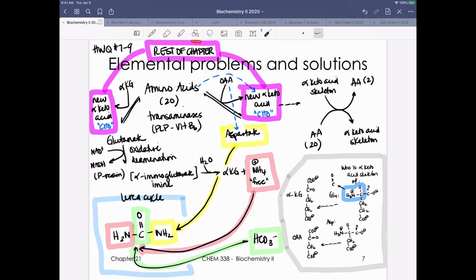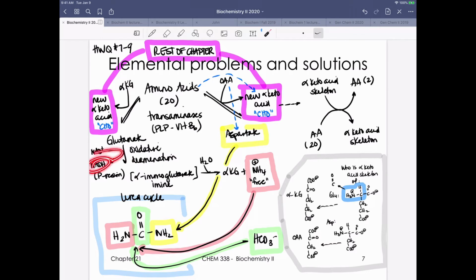Okay, so the rest of the chapter deals with what you do with these new alpha keto acid skeletons. They're carbohydrates, so what do we do with them? We're going to address that question in a little bit, but let's now talk about how we've made our life easier. We've funneled 20 things down to 2. So now we just have 2 amino acids that we have to deal with. All right, let's first deal with glutamate because we have a little bit more work we need to do with glutamate. Glutamate undergoes oxidative deamination.